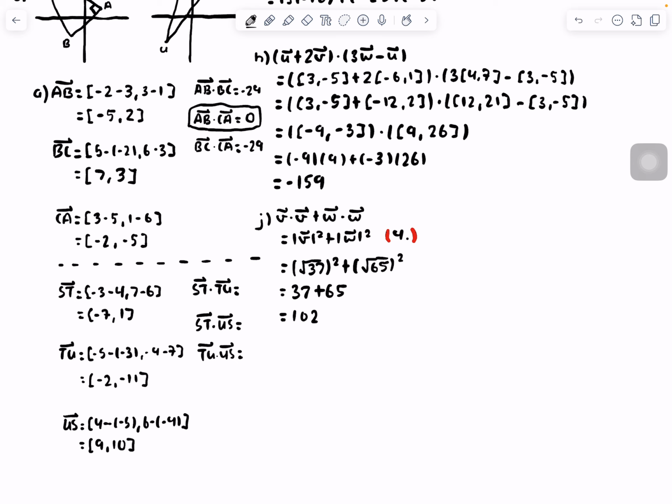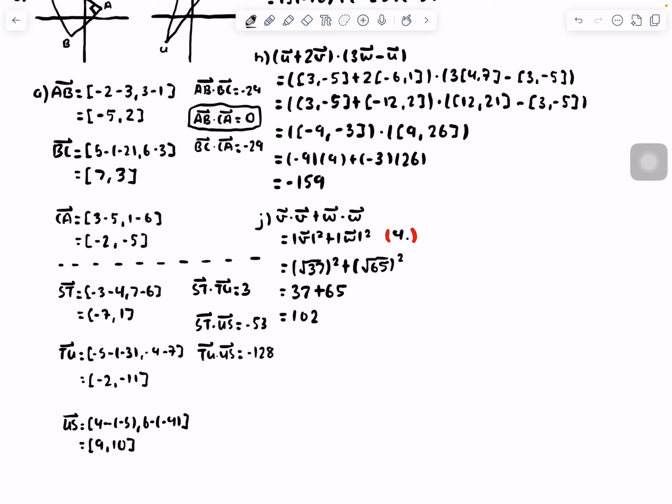All right, let's compute the dot products. So we have negative 7 times negative 2 plus 1 times negative 11 is 3. ST dot US, so negative 7 times 9 plus 1 times 10, negative 53. Okay, and then TU dot US, negative 2 times 9 plus negative 11 times 10, negative 128.